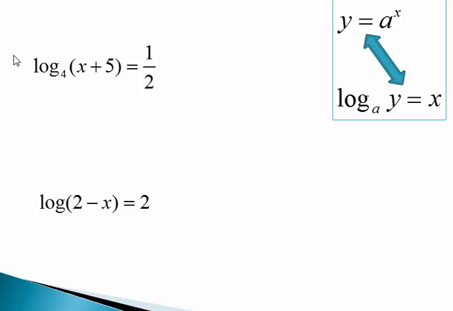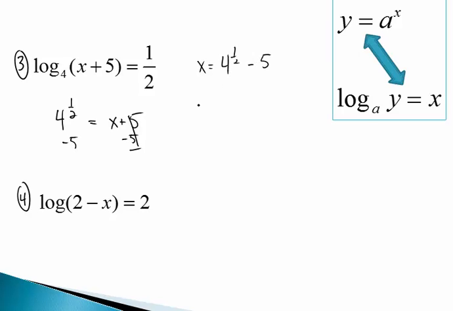So in this case, number 3, I have the same type of problem here. I just have to convert: base, power, equals input of the log. Minus 5, and I get x equals 4 to the 1/2 minus 5, which I know how to deal with. This one's an easy one to do. 4 to the 1/2 is the same thing as the square root of 4, which is 2. So x equals negative 3.